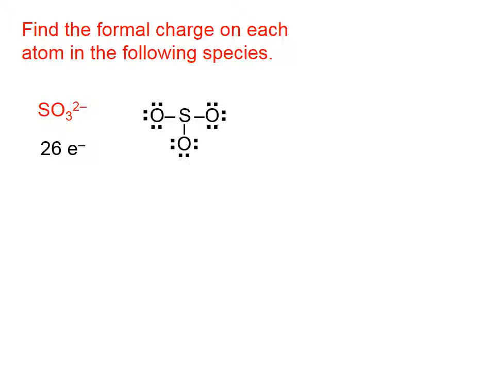The extra 2 need to go on the central atom, which is just perfect because now sulfur also has an octet. We're nearly done, but not quite. Since this is an ion, we're supposed to put square brackets around it and show the charge in the upper right. Now we're ready to find formal charge.